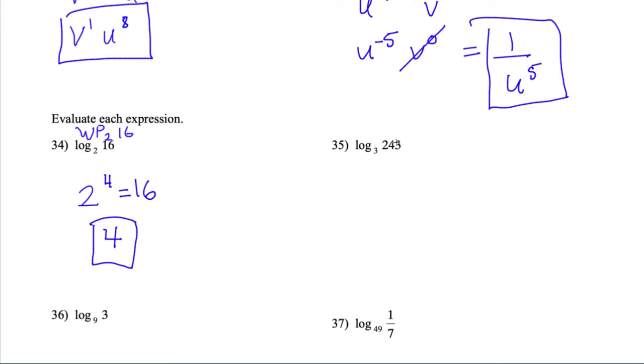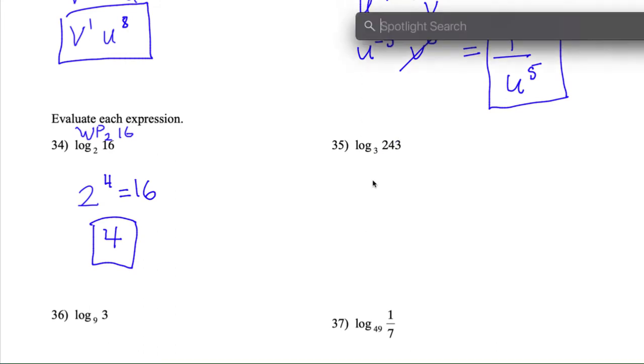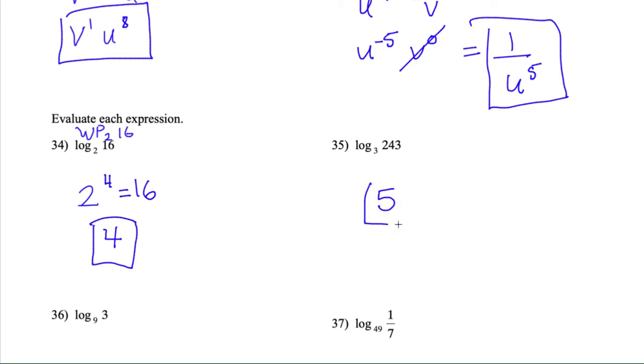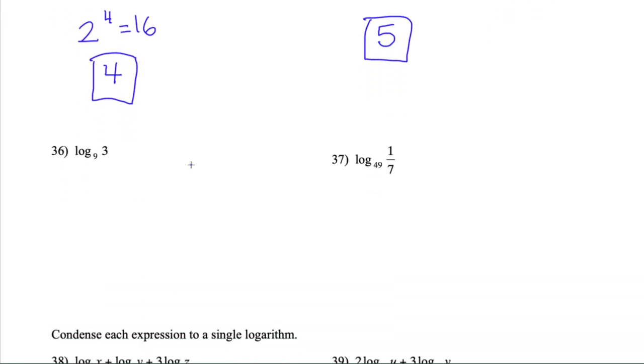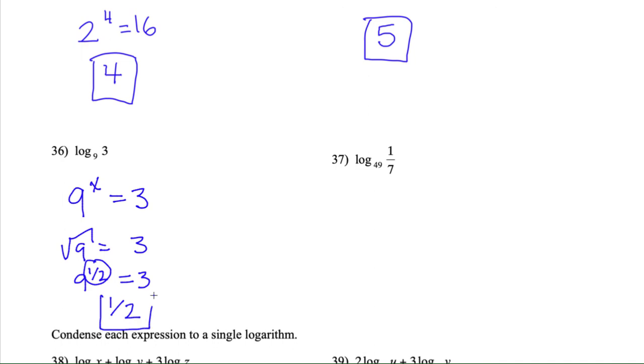Same thing, 3 to what power is 243? Hopefully I don't mess this up. 3 to the power of 5 is 243, so the answer is 5. These are the same things, so 9 to what power gives you 3? Well, if I take the square root of 9, that'll be 3. The square root of 9 is equal to 3. 9 to the 1/2 is equal to 3. Again, we're looking for the power. What power gives me that answer? The answer is 1/2.